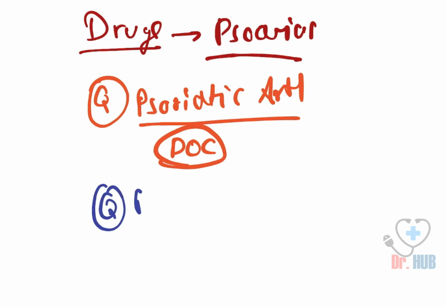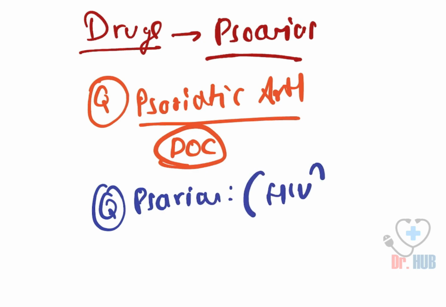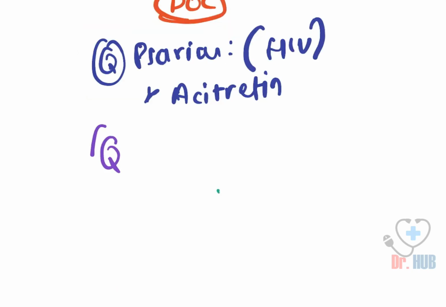The next question is, in case of psoriasis in HIV patients, what is the drug to be given? In such a case, the drug to be given is acitretin.